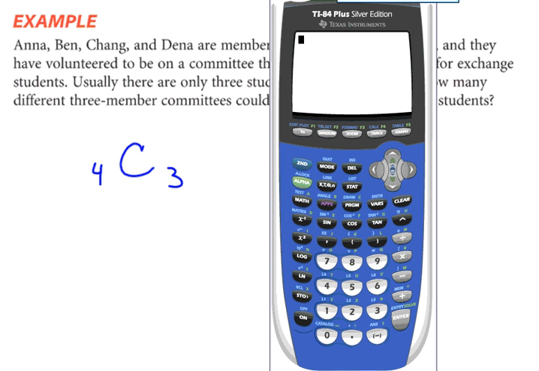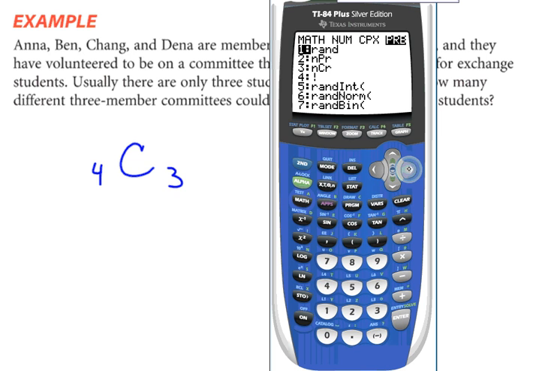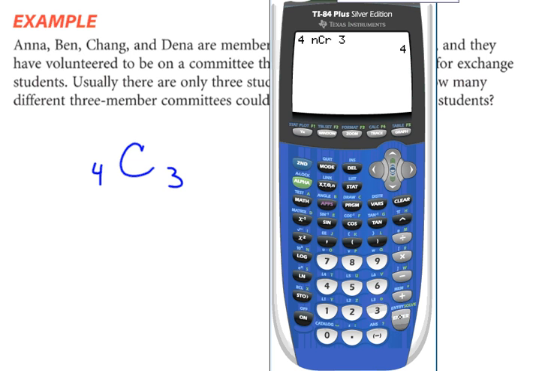So we bring up our calculator, we type in 4, then the math button, and we go over to PRB for probability, and depending on your software, it could be PROB, and we see that number 2 is for permutations and number 3 is for combinations. So we hit the 3 for combinations. We want to choose 3 members for the committee, so 3 and enter. And this tells us that there are 4 different 3-member committees that could be formed.